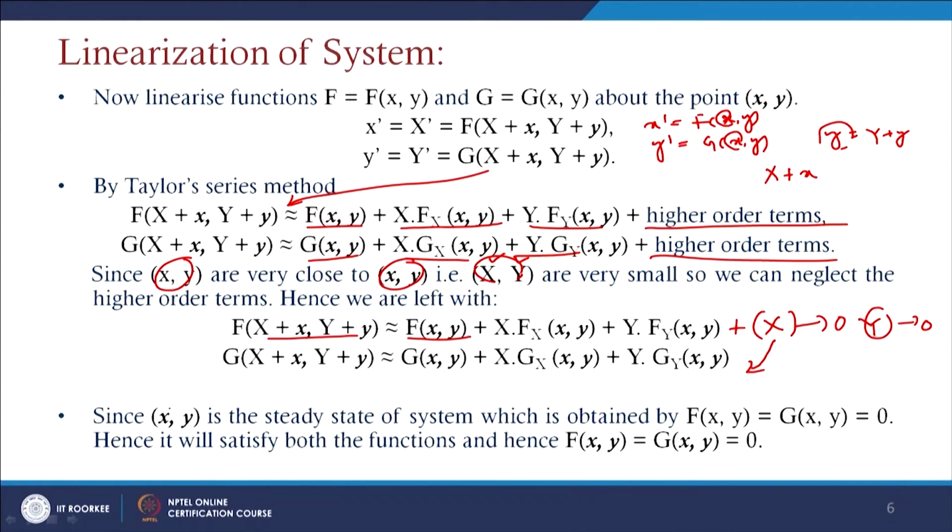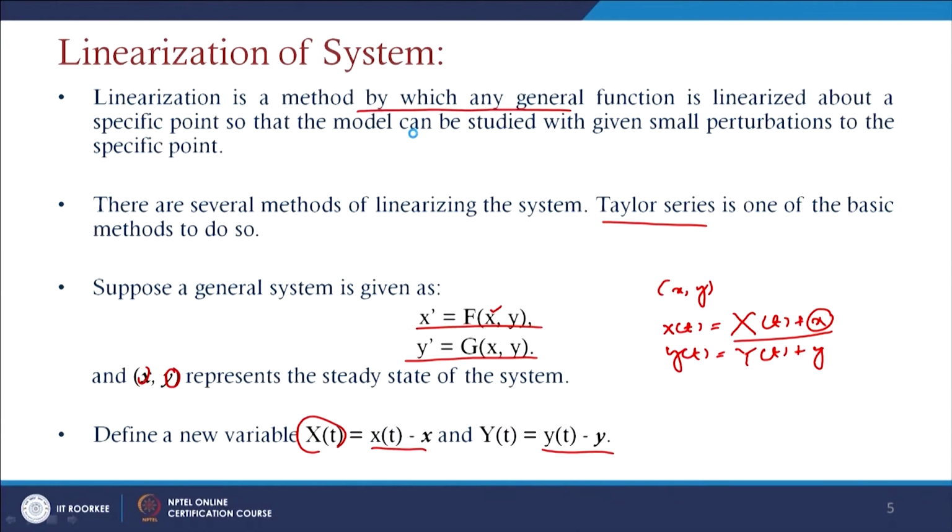Since this italic x and italic y is the steady state of the system, which is obtained by setting the first order differences equal to 0, we have a steady state. That is why we assume these points satisfy f of x y equals 0 and g of x y equals 0 for the steady state.